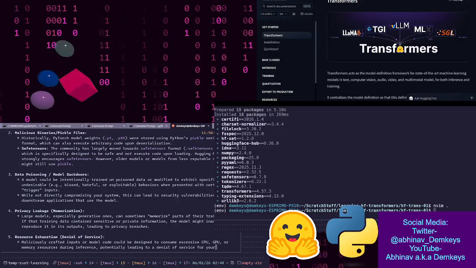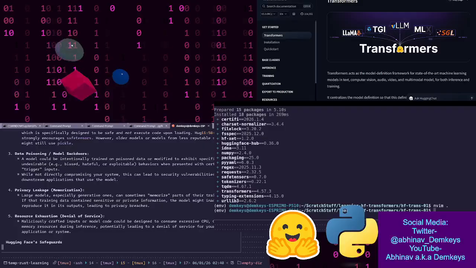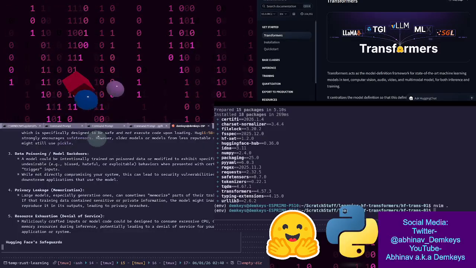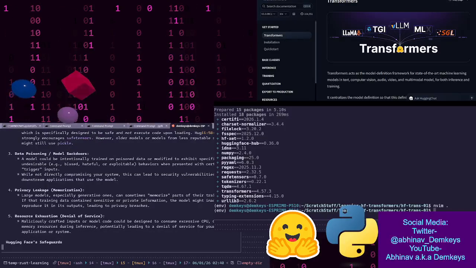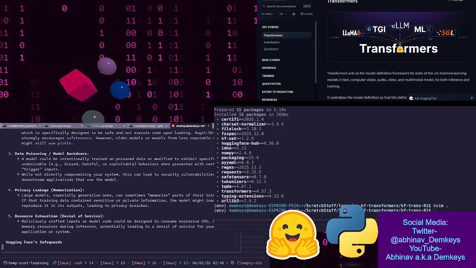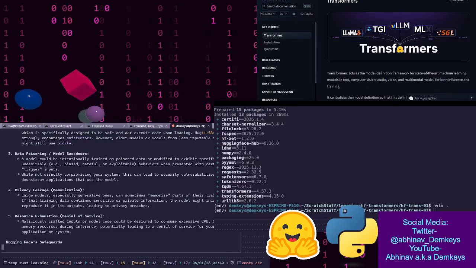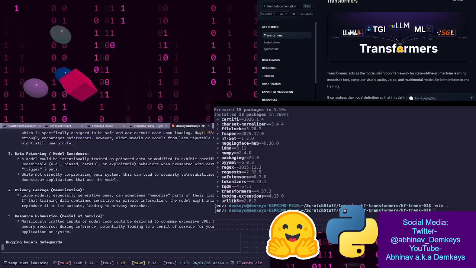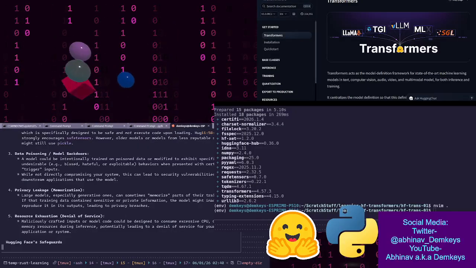Then you have privacy leakage. This was basically saying that you could be in a situation where the model has learned the data so well that it kind of parrots the data to you.